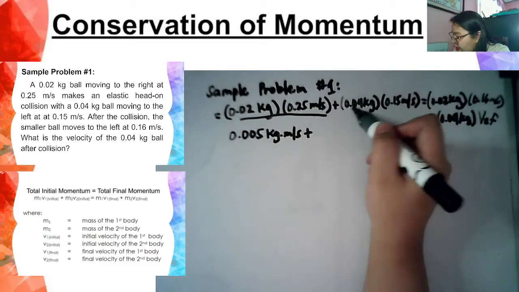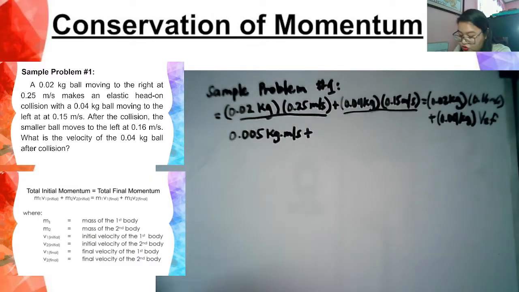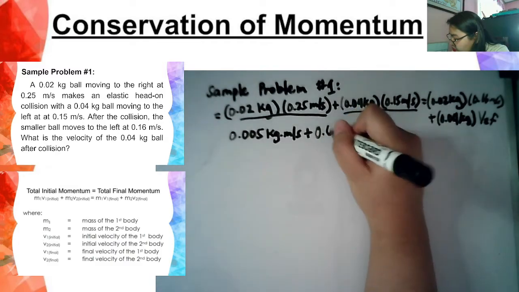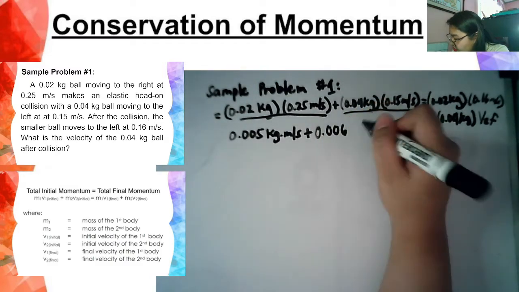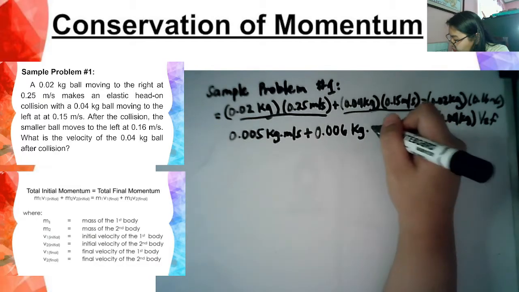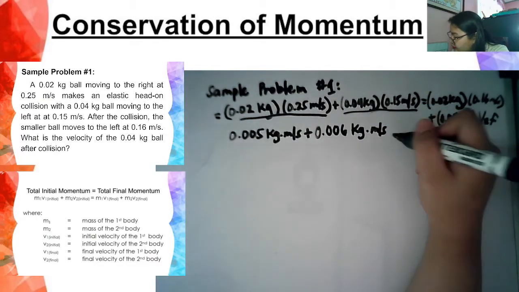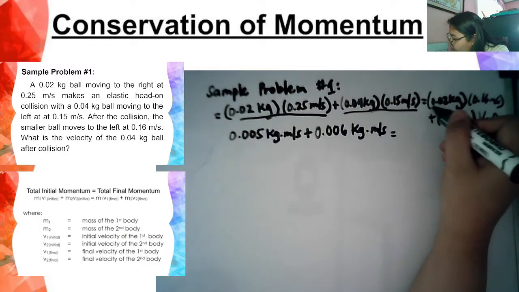Plus, ito naman kasunod. So, you just need to multiply 0.04 times 0.15. So, you will get 0.006 kilogram meter per second. Okay na tayo dyan, no? Is equal to, so ito naman yung kasunod.